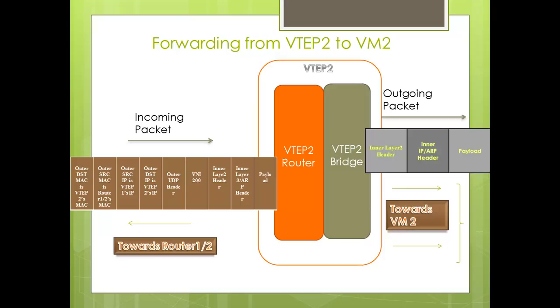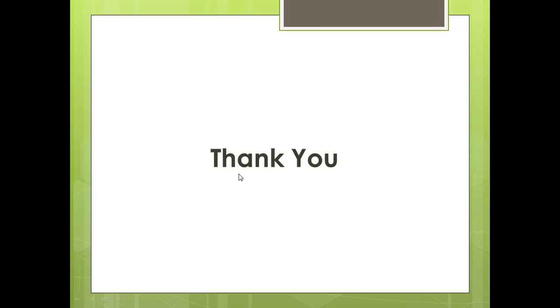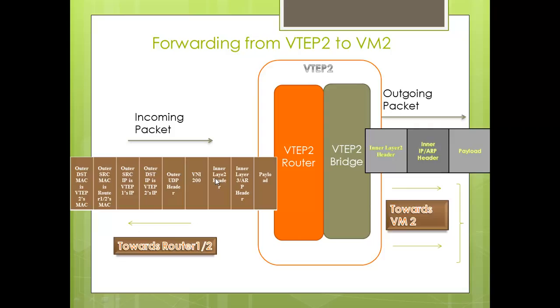We can see here a packet with encapsulation. When it comes to VTEP2, VTEP2 will decapsulate the packet and send the original packet to VM2. Here we can check it has been decapsulated, and only these three fields, the inner layer 2 header, inner layer 3 header and payload, are sent to VM2.